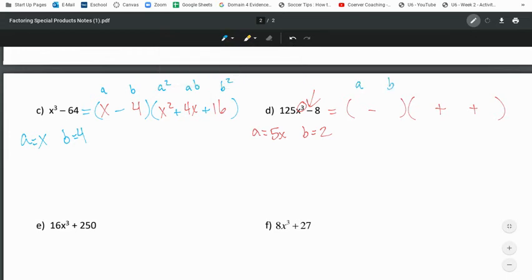This is A, B, A squared, AB, B squared. So A is 5x, B is 2. A squared is 25x squared, okay? And then A times B now is 10x, and B squared is 4. Okay, so I got that by just squaring this. 5x times 5x gives me 25x squared.